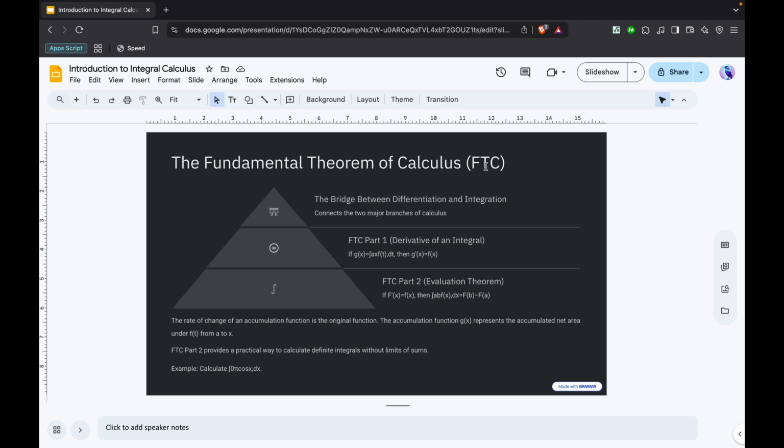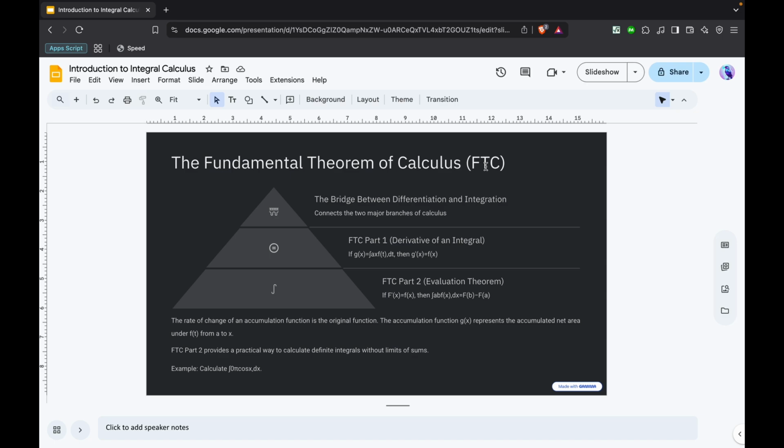Now, this is also a very important thing to know, the fundamental theorem of calculus. This actually connects differentiation and integration. There are two parts to this. The first part is the derivative of an integral. If g of x is equal to the integral from a to x of f of t dt, then g prime of x is equal to f of x.